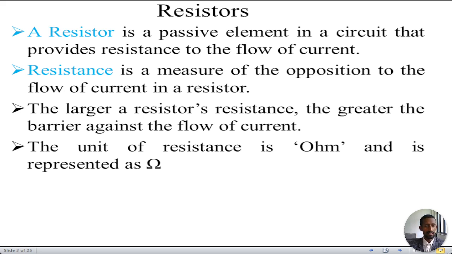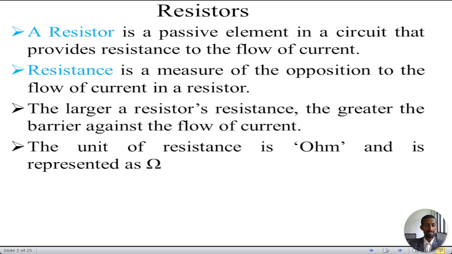What is a resistor? A resistor is a passive element in a circuit that provides a resistance to the flow of current. It will resist the flow of current in a circuit. That is what we call a resistor. And resistance is a measure of the opposition to the flow of current in a resistor. The larger a resistor's resistance, the greater the barrier against the flow of current in that path.